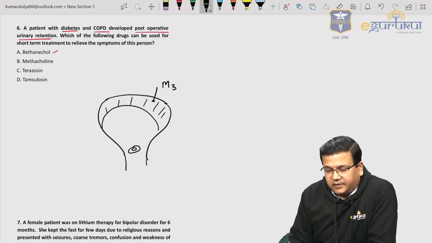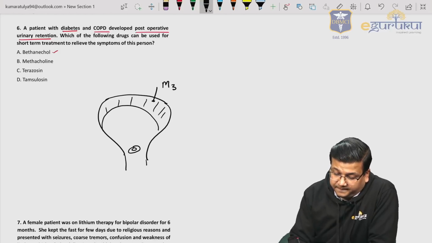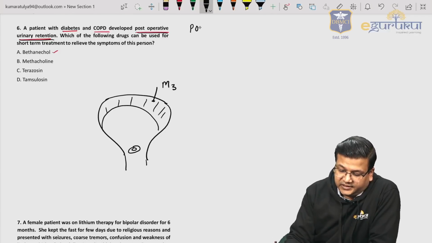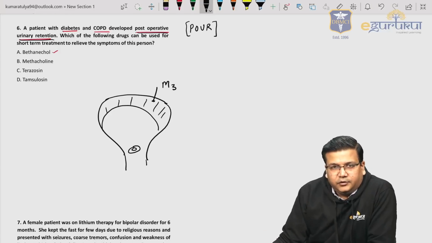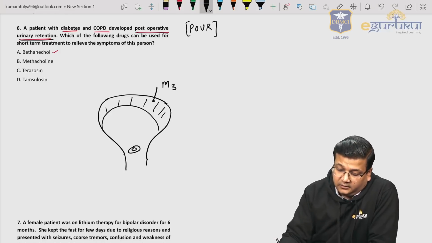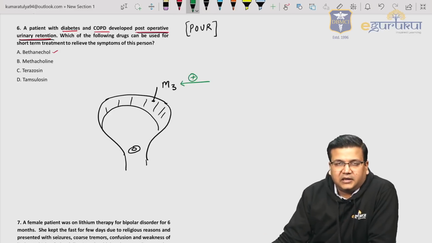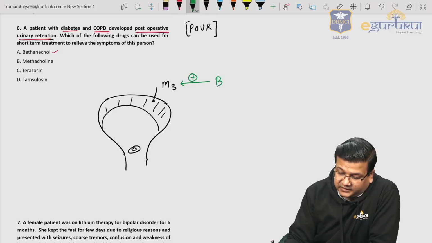The patient has developed what we call post-operative urinary retention, in short referred to in surgery as POUR. Normally, what is the treatment suggested? We just stimulate this muscarinic receptor by giving a cholinergic drug like bethanechol.